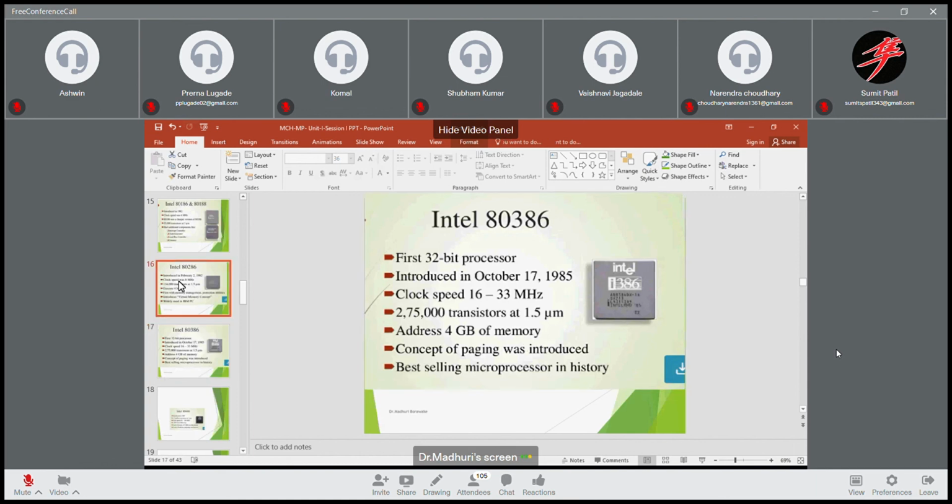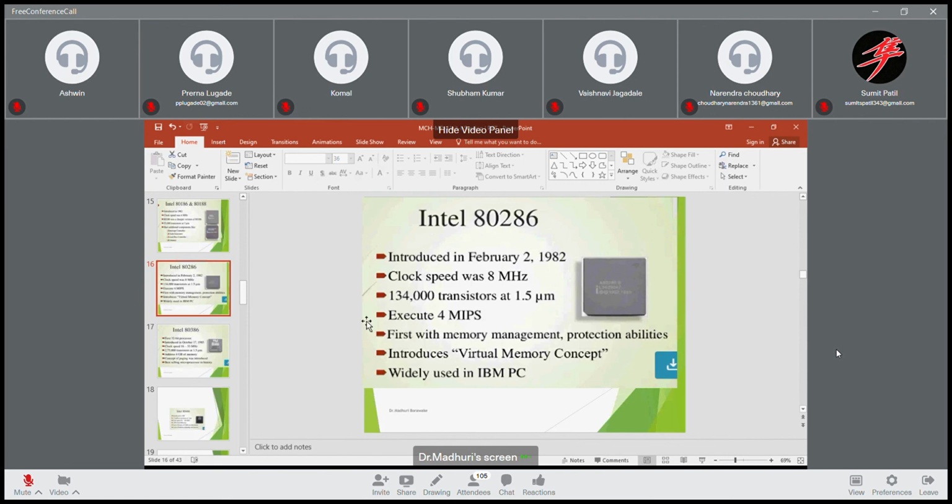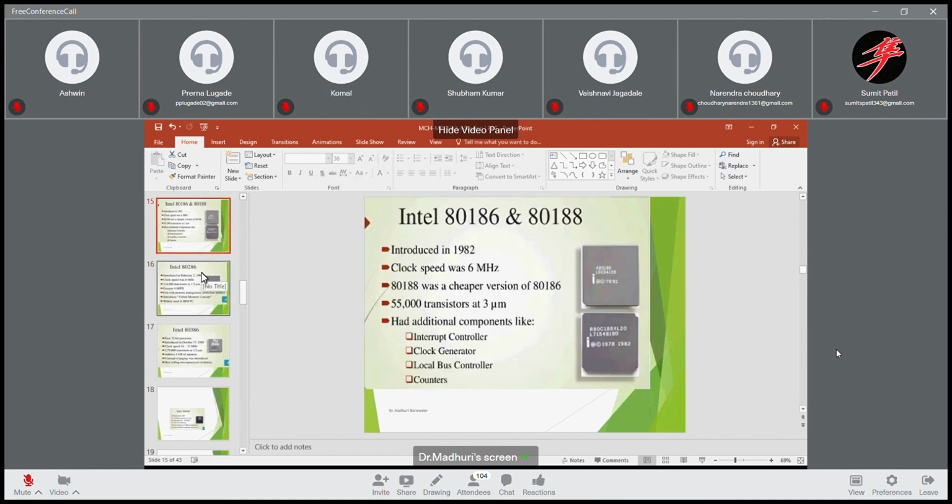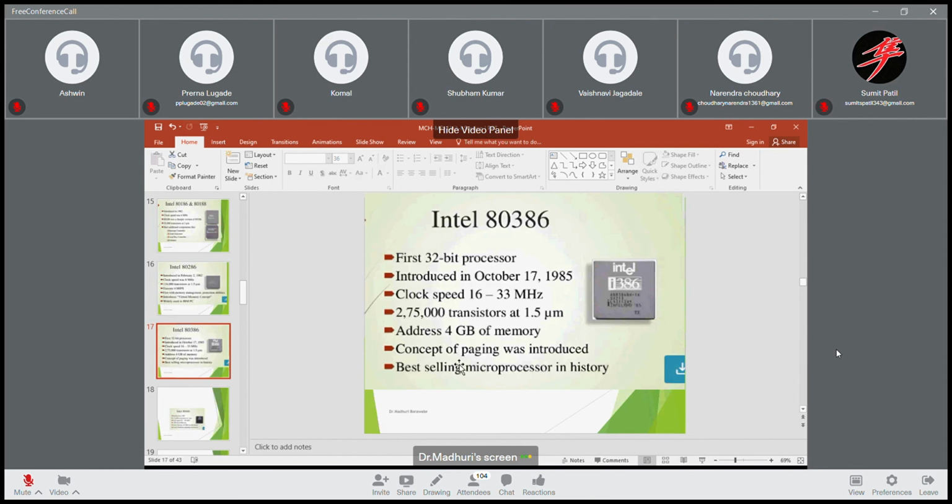Now see guys, in the earlier version you only have 1 MB of memory, but here they have about 4 GB of memory. The basic and very important concept they have included in this version is paging. So what do we mean by paging? We will see that afterwards. For now, just remember the word paging.